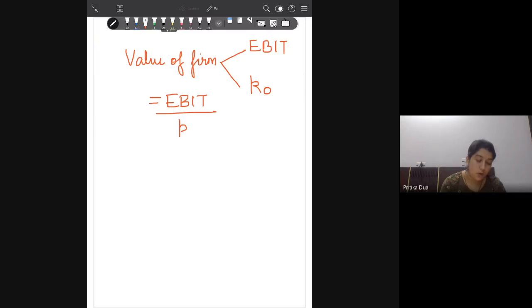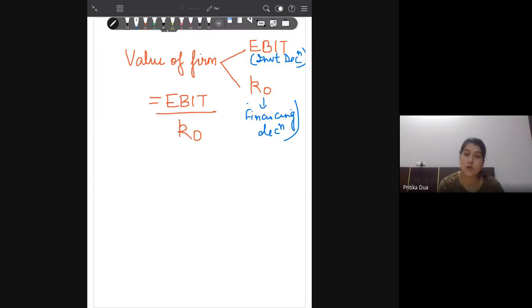So, on what factors does EBIT depend? It depends on the investment decisions taken by the firm. In which projects are you investing? In which machineries are you investing? That has a long-term impact on the earnings capacity of the firm and hence the EBIT of the firm. So, EBIT of the firm is dependent on the investment decisions, that is the capital budgeting decisions taken by the firm. On the other hand, cost of capital, as I told you, is the weighted average of the individual sources of capital, and is dependent on the financing decisions taken by the firm. Financing decisions, that is how much of debt and how much of equity should we have in our capital structure.